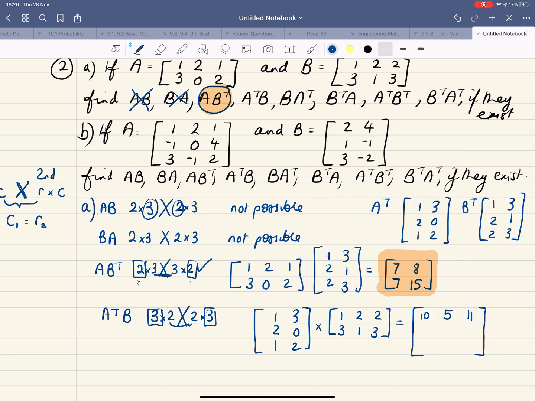Next one. So now we're going to run to the second row here. Second row, first column: 2 times 1 plus 0 times 3 is 2. And then in the next one, second row, second column, it's just 2 times 2 plus 0. So that one's a 4.